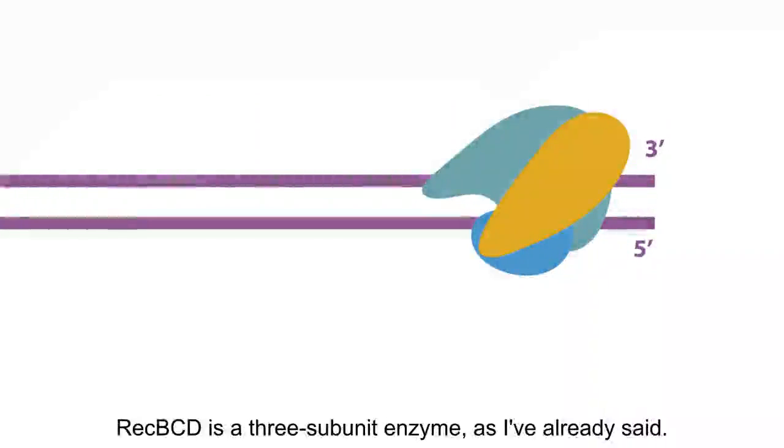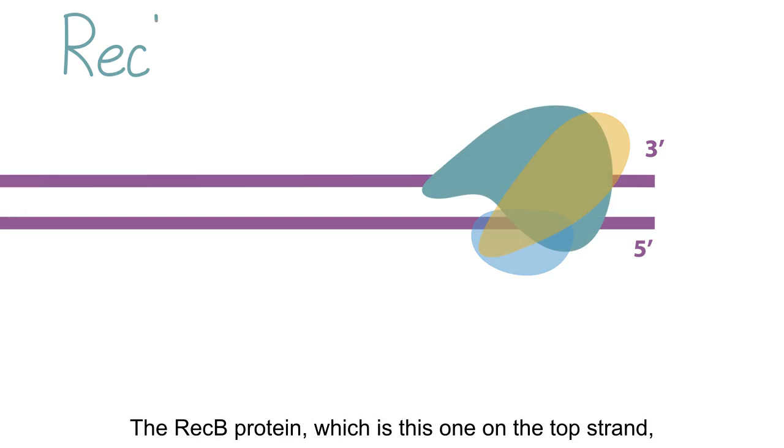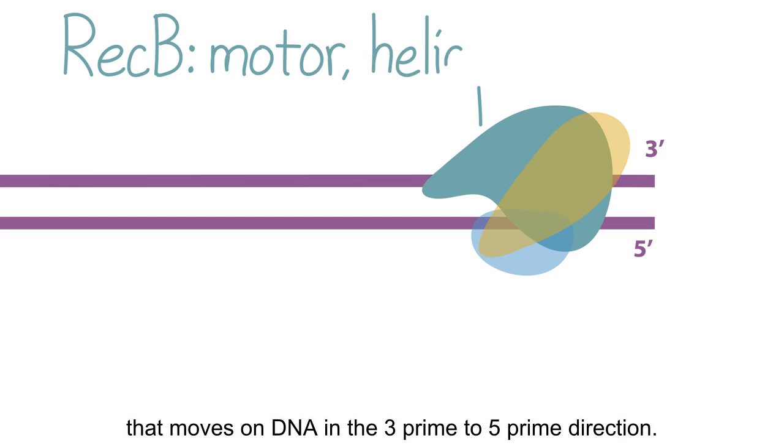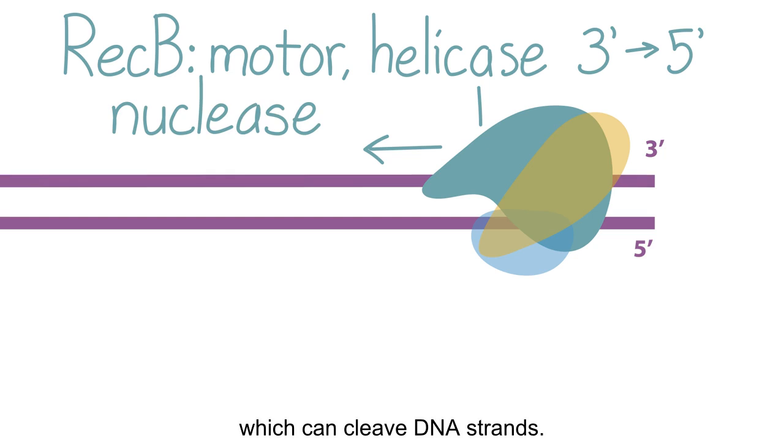RecBCD is a 3-subunit enzyme, as I've already said. And once it's entered a double-strand break, 2 of those subunits are motor proteins. The RecB protein, which is this one on the top strand, is a motor protein, helicase-like protein that moves on DNA in the 3' to 5' direction. The subunit has a nuclease activity, which can cleave DNA strands, and it will cleave the different DNA strands as it's directed to by a mechanism that's controlled by those Chi sites.